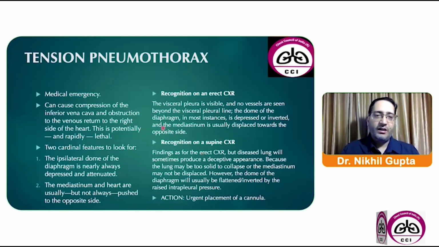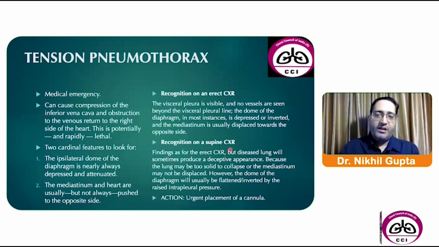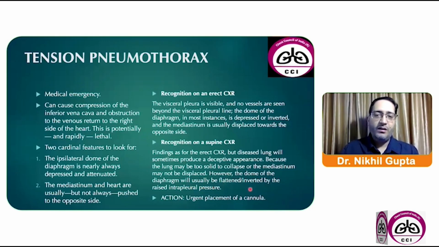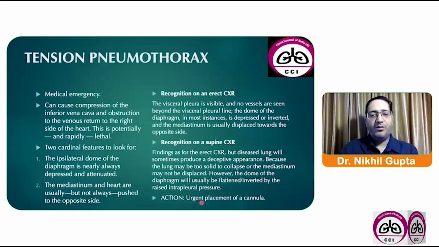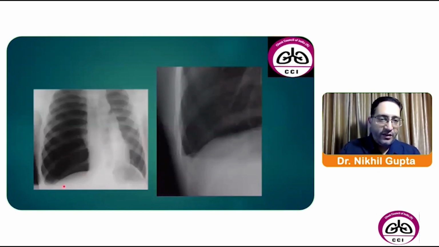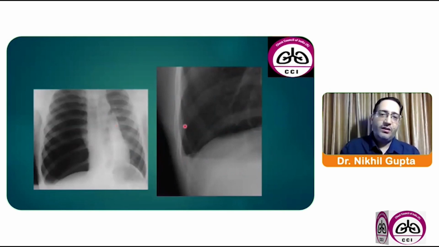So these are the cardinal points to be looked for on an erect or a supine chest X-ray. But sometimes on supine chest X-ray, it is difficult in a diseased lung. However, the dome of diaphragm will nearly always be flattened or inverted by the raised intrapleural pressure. So the action to be taken is urgent placement of a cannula in the pleural cavity. Here we can see flattening of diaphragm and contralateral shift. This is an image of a hydropneumothorax with an air fluid level.